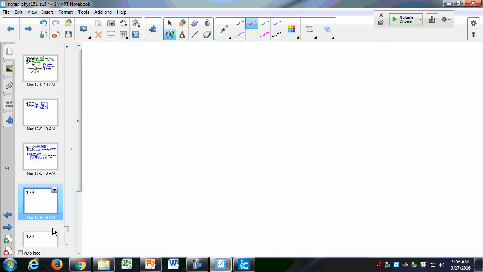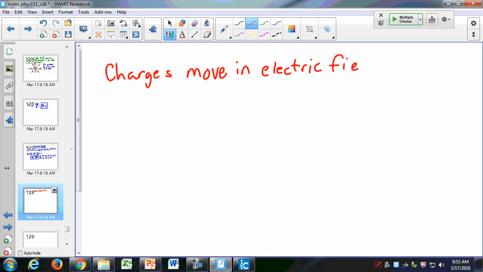Charges move in electric fields. Right, we've already established that. Now, when I have an electric field and I put a charge in it, it's going to move because it will feel a force when it's in an electric field. Generally, charges prefer to move in the direction of decreasing potential energy.